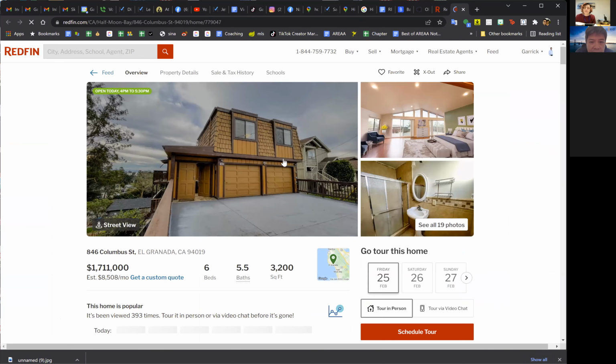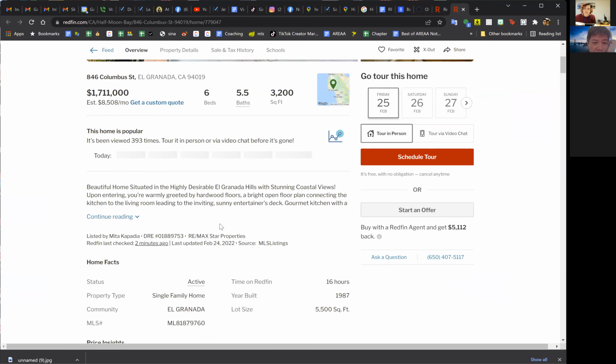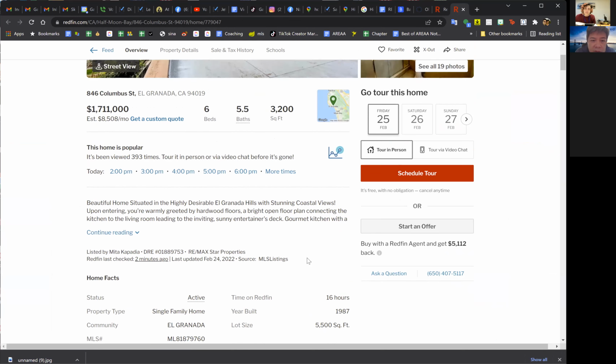I saw this house already. I was going to sell it, but anyways, let's see who he picked. He picked a different agent called Mita. Okay. Oh, well, I did not get that listing, but it is what it is. It's an ugly house.